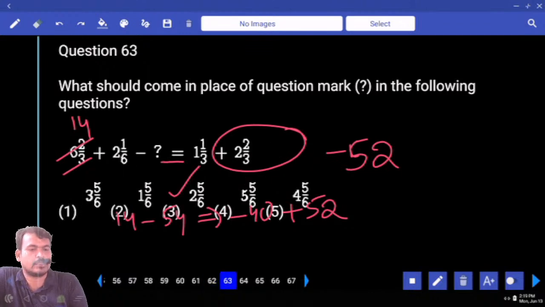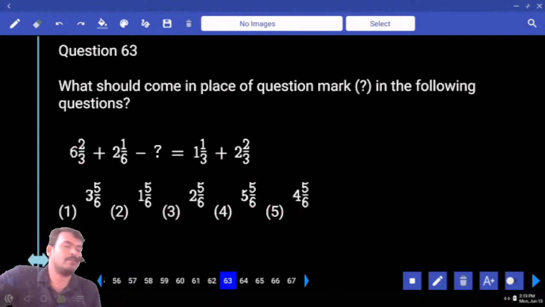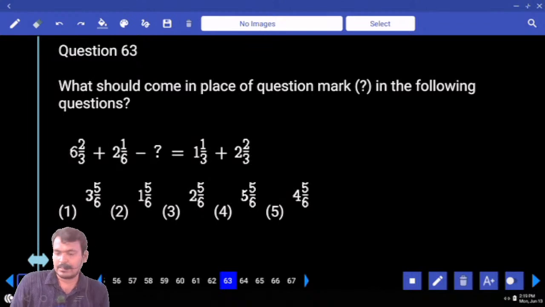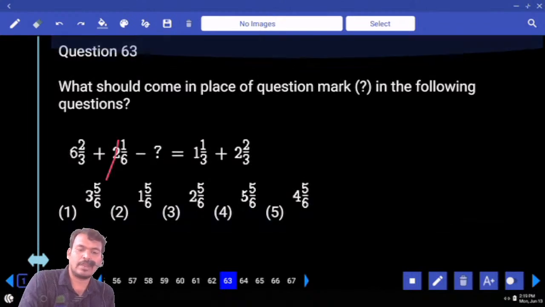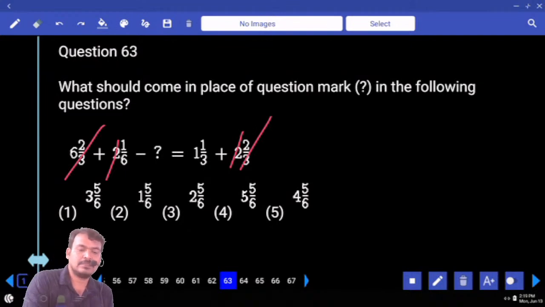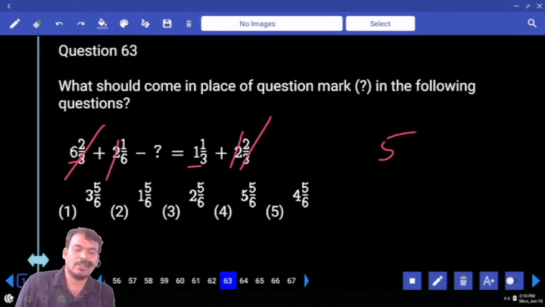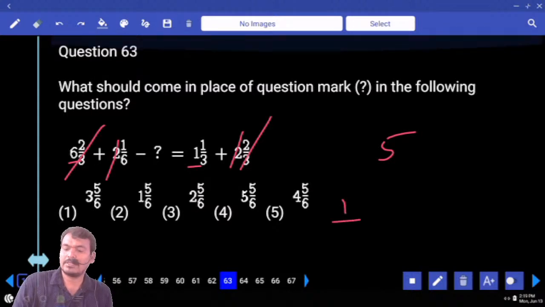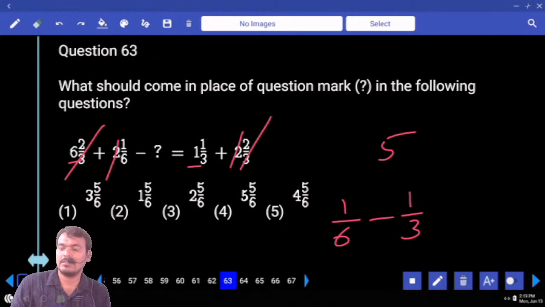Next question number 63. All are given in mixed fractions. First, the 2 on the left-hand side and the 2 on the right-hand side get cancelled. Next, the 2/3 on the left-hand side and the 2/3 on the right-hand side both cancel. What are the remaining integers? 6 minus 1. How much? 5. What are the remaining fractions? 1/6 minus 1/3.